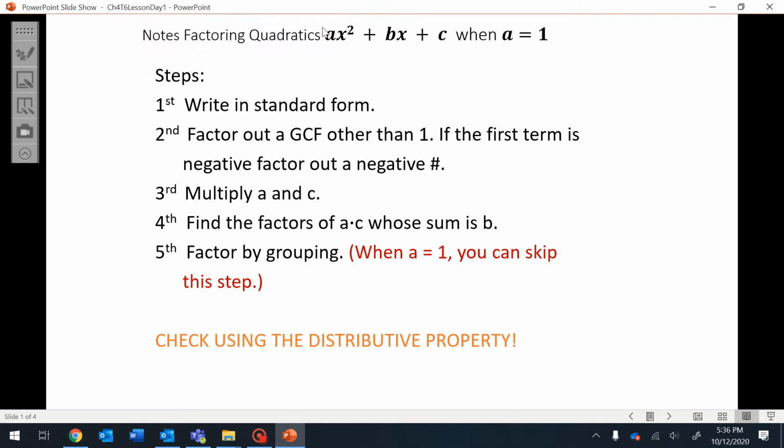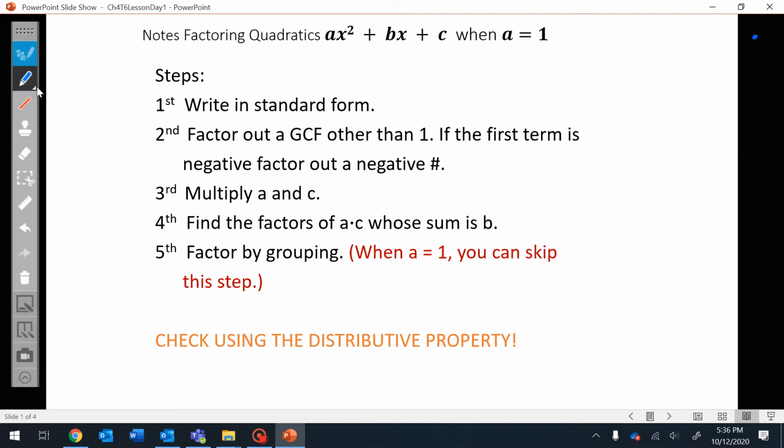Alright, today we're going to be looking at how to factor quadratics in the form of ax squared plus bx plus c when a is equal to 1. So in other words, it's going to look like x squared plus bx plus c. There's not going to be a coefficient, a number in front of the x because the a value is 1.